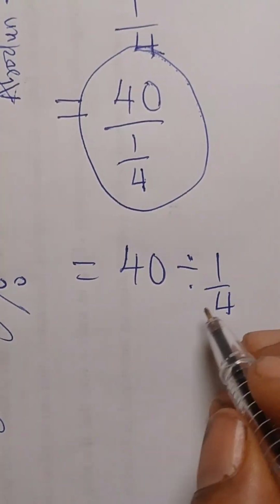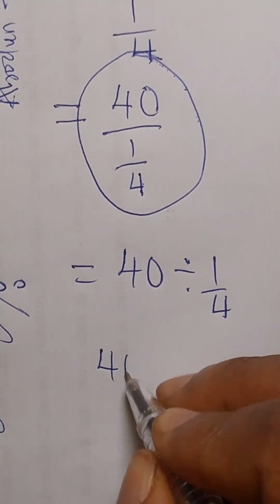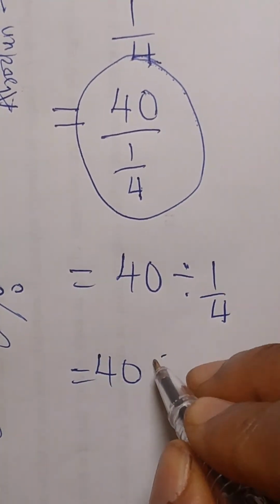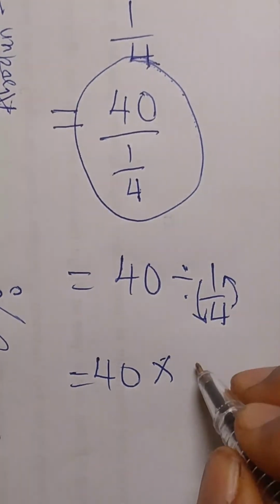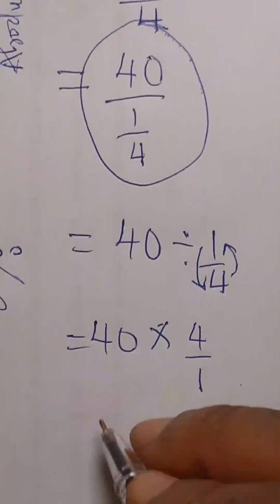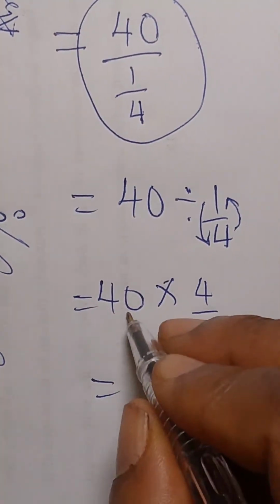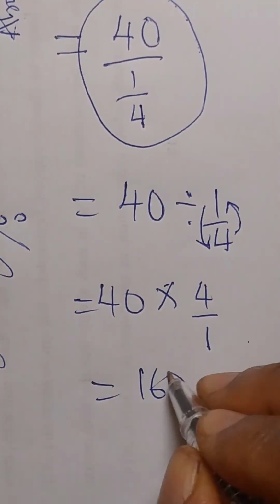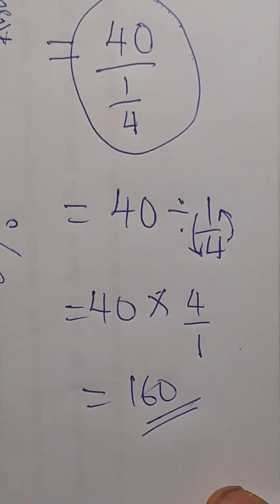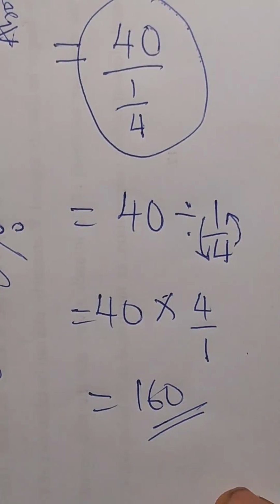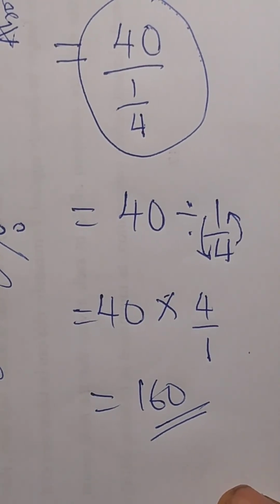If we do that, like I said, we are going to change to multiplication and flip the fraction like this. So we have 4/1. So that is 40 times 4 is 160 all over 1. 1 is the same thing. If you divide the number by 1, you get the exact number. And that is the solution to this question.